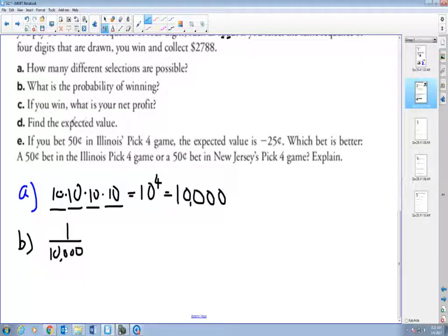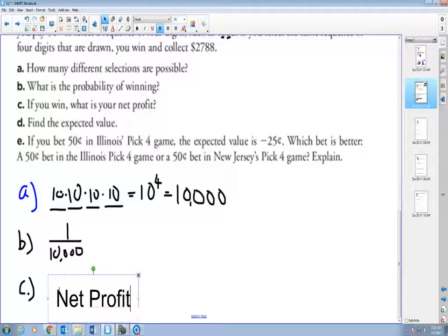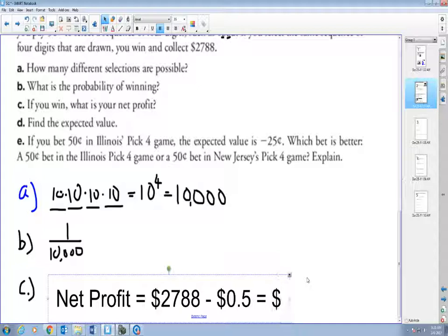So if you win, what is your net profit? Well, if I win $2,788, but to play I have to pay 50 cents, so minus 0.5. That tells me my net profit has to be $2,787.50. That will be my net profit.